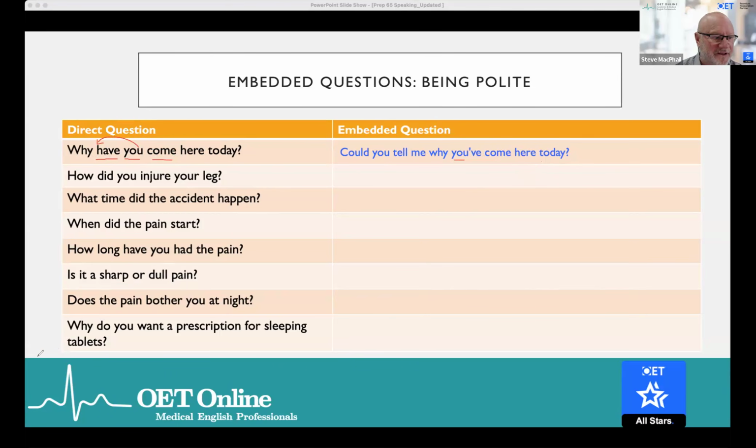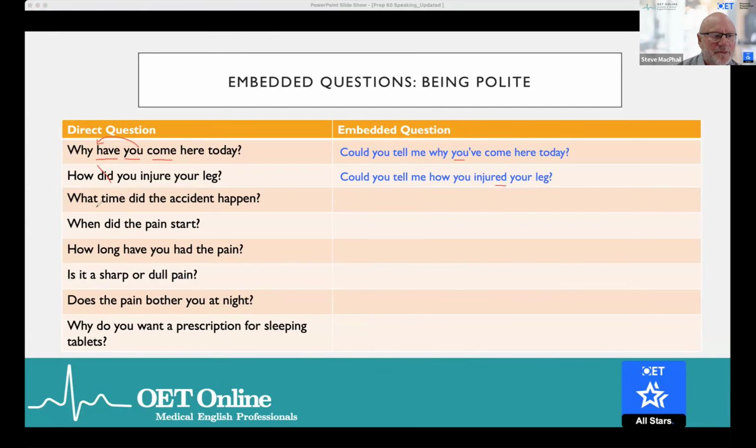All right, let's look at another one. How did you injure your knee? This is different. Could you tell me how you injured your knee? Now, in this case, what we do, if we have our auxiliary verb, did, we remove it. Could you tell me how you, and this is a past tense verb, we turn injure into the past tense, injured. Could you tell me how you injured your knee?